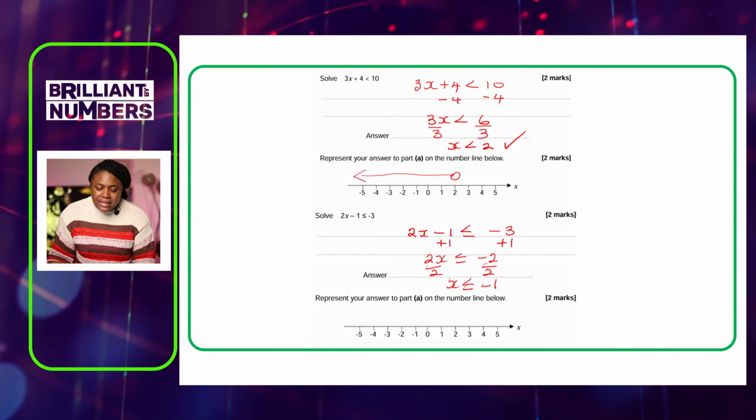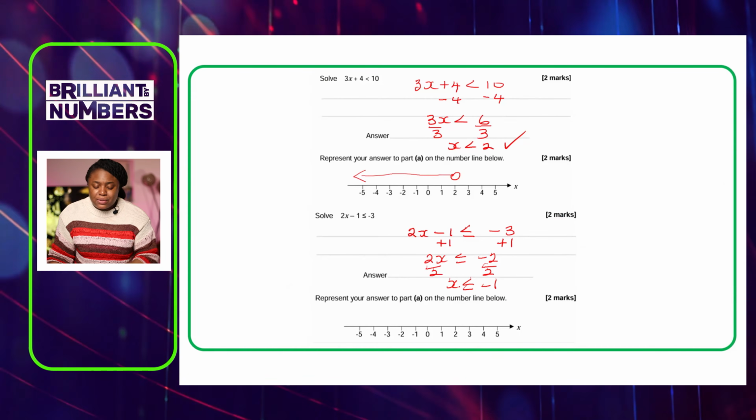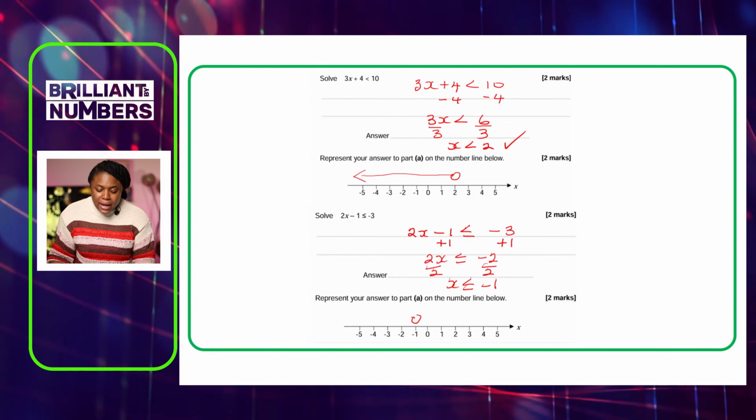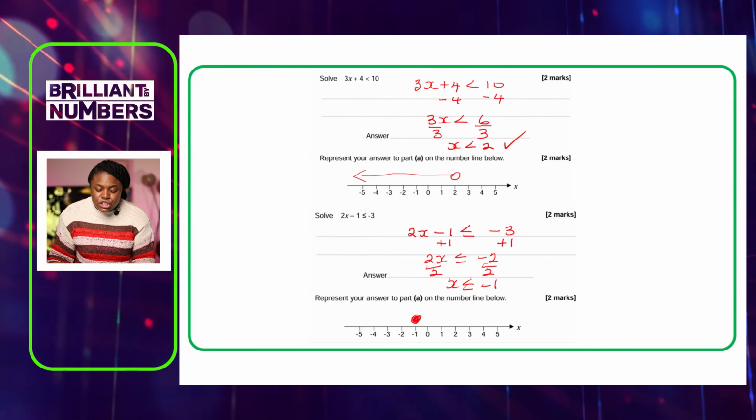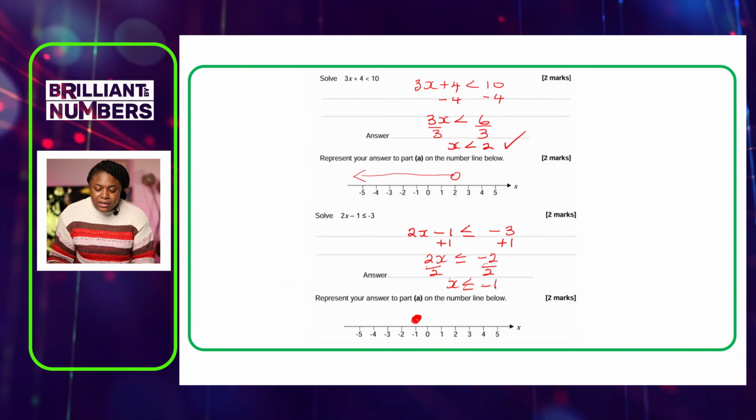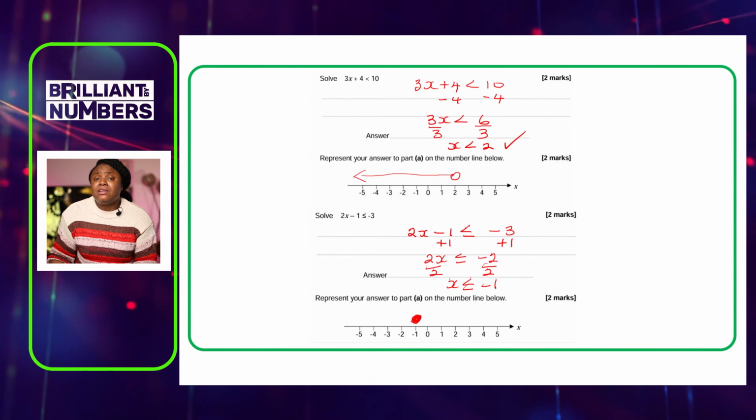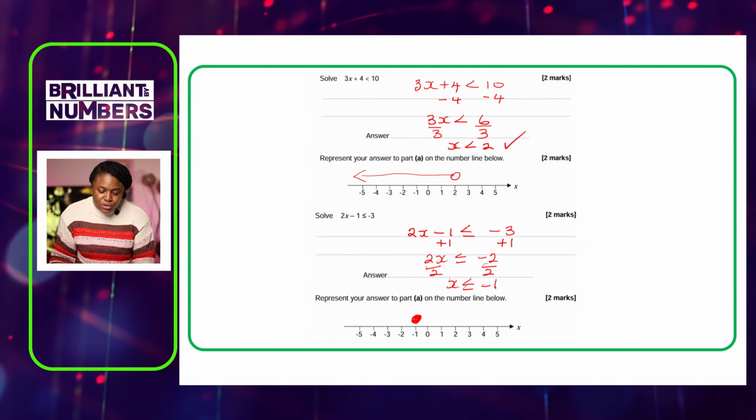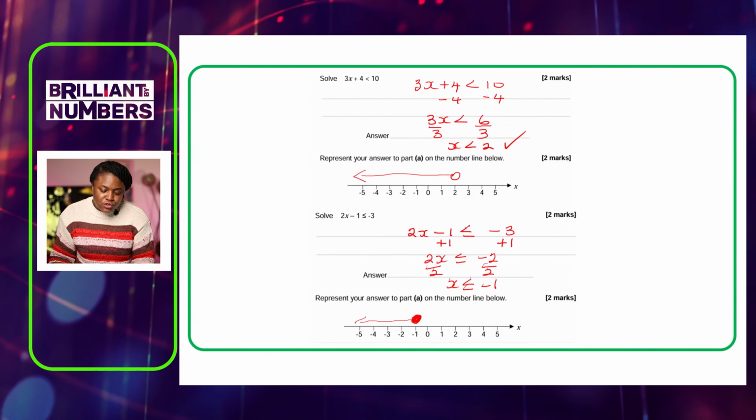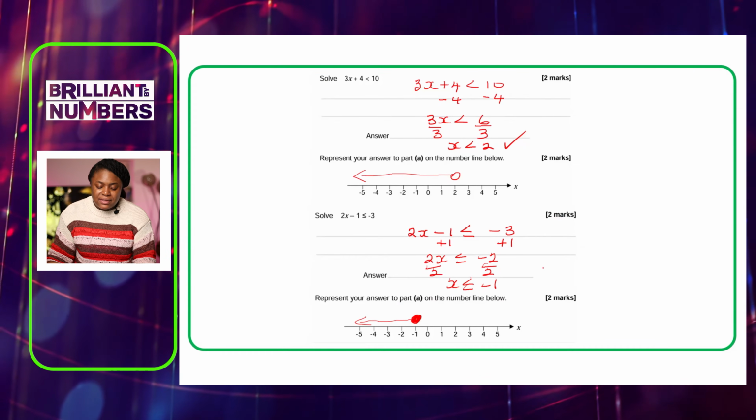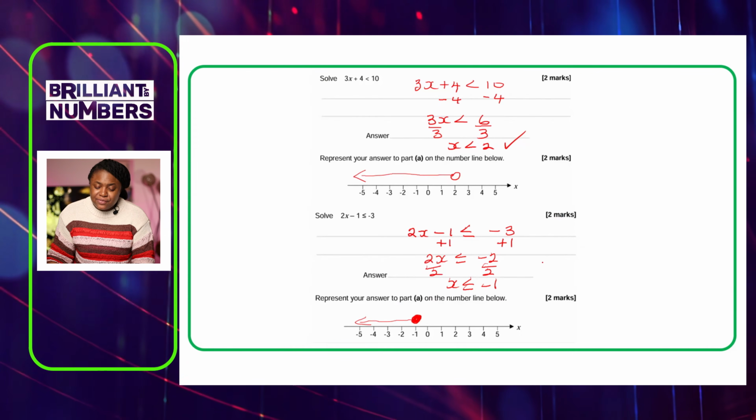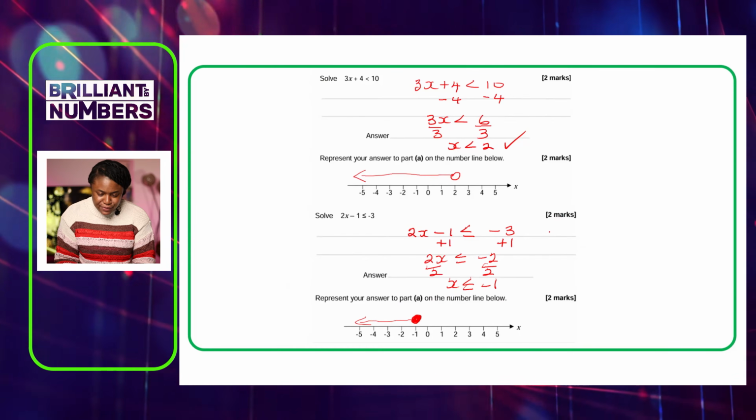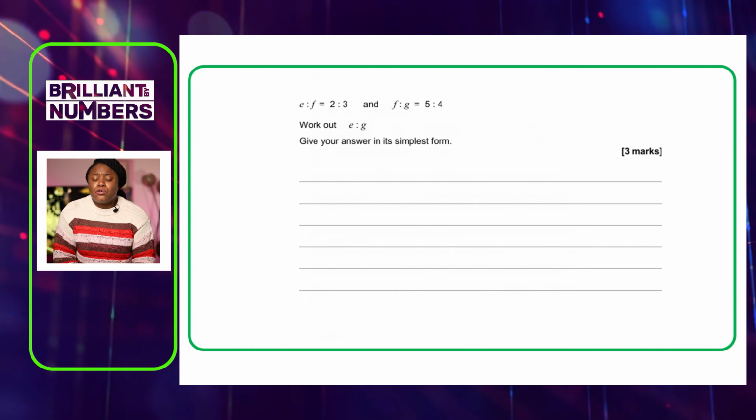So this means that minus 1 is also a part of the solution. So I draw my circle, but I must shade it in. A shaded circle tells me that this value is also a part of the solution, and x is less than that, so we are going to the left. You draw your line with your ruler and your pencil, and there you have it for inequalities. Beautiful. Now we go to our ratios.